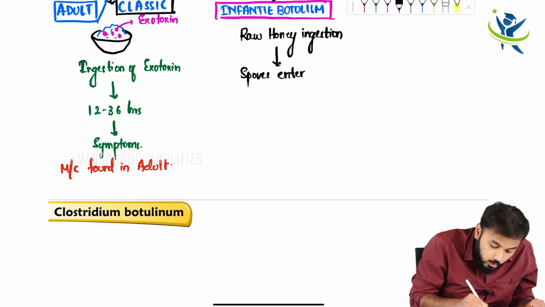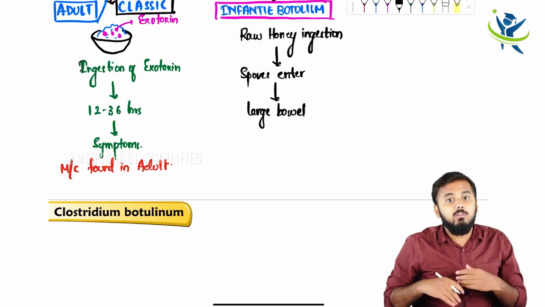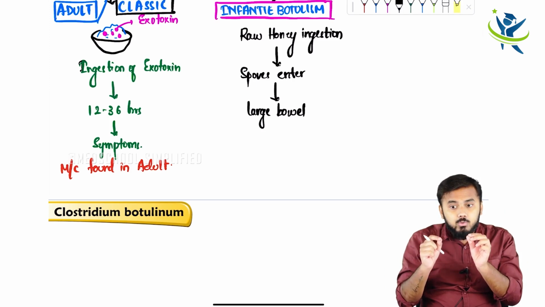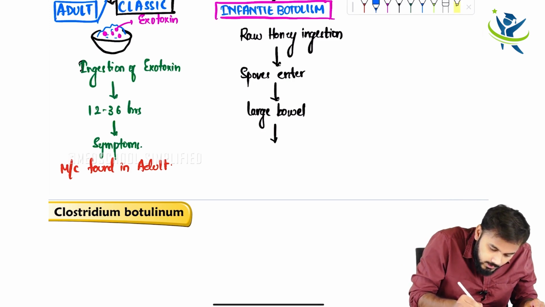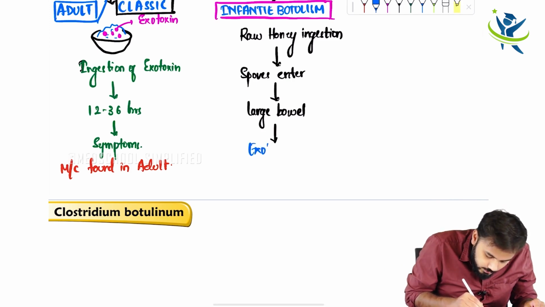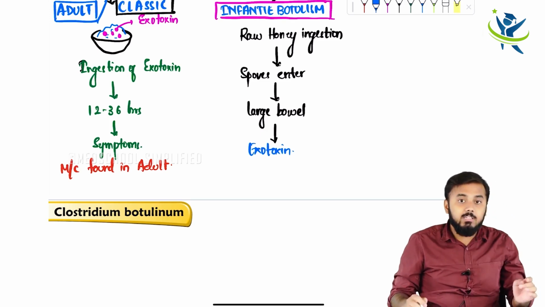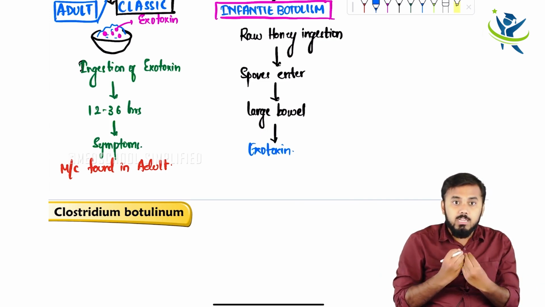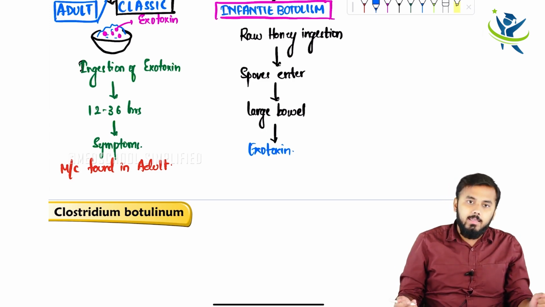And where do these spores go? They go to the large bowel. The spores colonize in the large bowel, and now slowly these spores start releasing exotoxin. What is the difference between the classical and the infantile? In classical, you are directly ingesting exotoxin, but here you are first ingesting the spores, and these spores enter the large bowel, and in the large bowel, they release exotoxin.